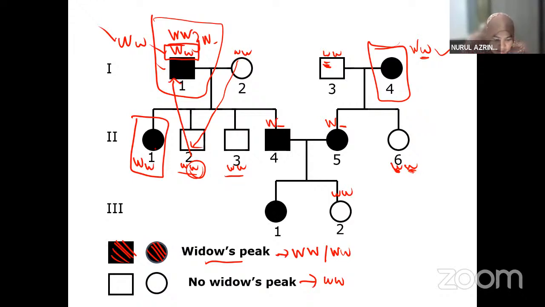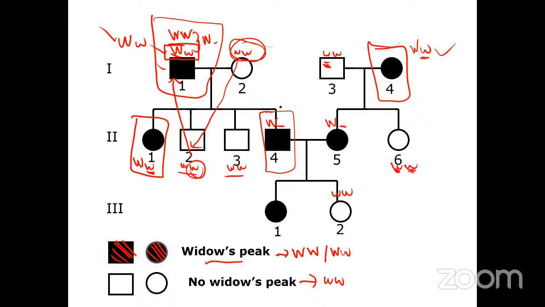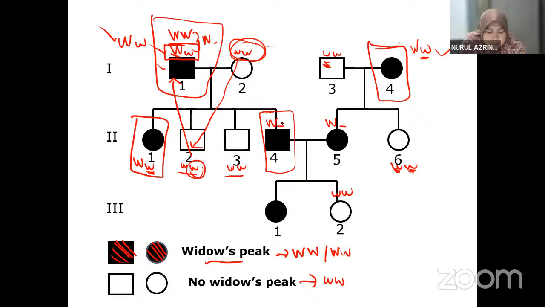Dia ada widow speak. So, dia akan dapat, betul. Sebab tengok ni, mak dia ialah small w. So, sure dia akan dapat satu small w daripada mak, satu capital W untuk jadikan dia widow speak daripada ayah. So, dia dapat capital W, small w. Okay, alright. So, what about this individual? 2-4? Sama juga. Capital W, small w. Betul. Sebab dia dapat capital W daripada bapak dia dan dia dapat small w daripada mak dia.